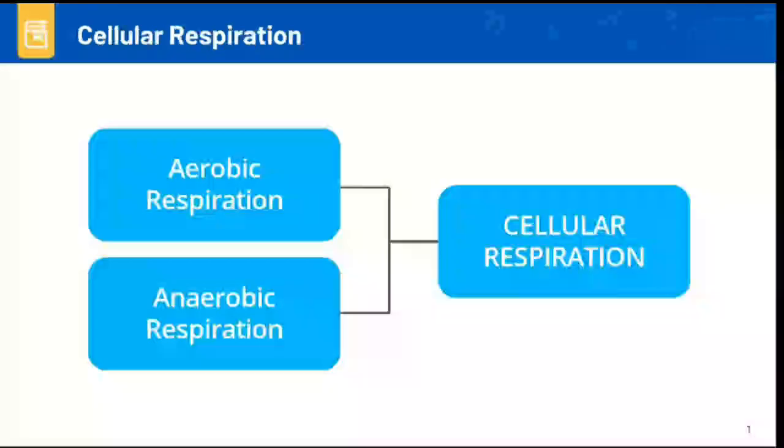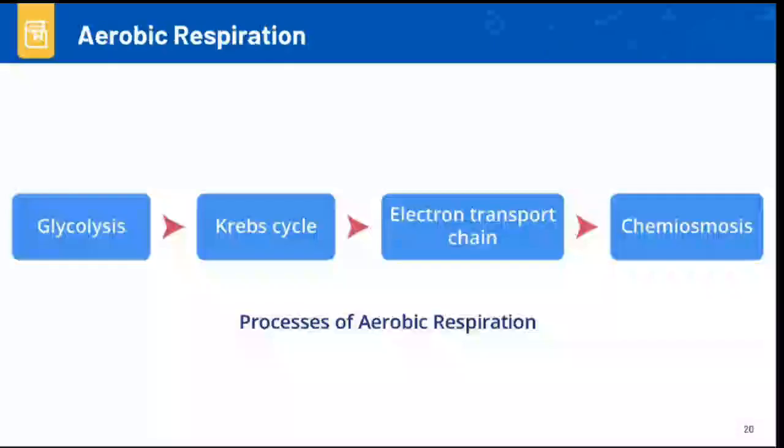For your aerobic respiration, it is a process of breaking down organic nutrients from food, such as your glucose, to produce energy involving oxygen molecules. So organisms that are exposed to an environment where oxygen is present do aerobic respiration to produce energy. So aerobic respiration involves four stages. So what are these four stages sa aerobic respiration ninyo? This includes your glycolysis, your Krebs cycle, your electron transport chain, and your chemiosmosis.